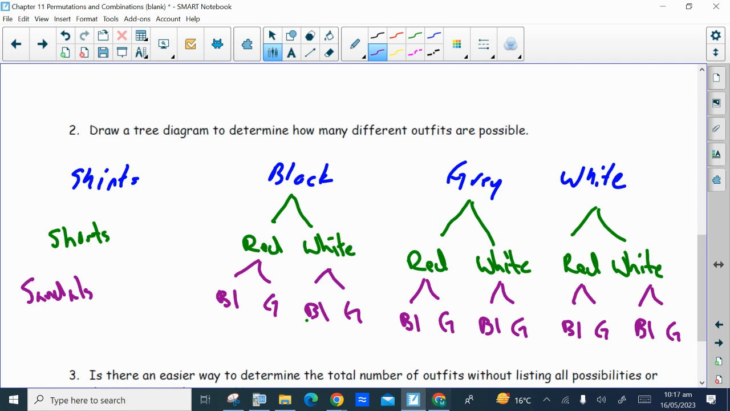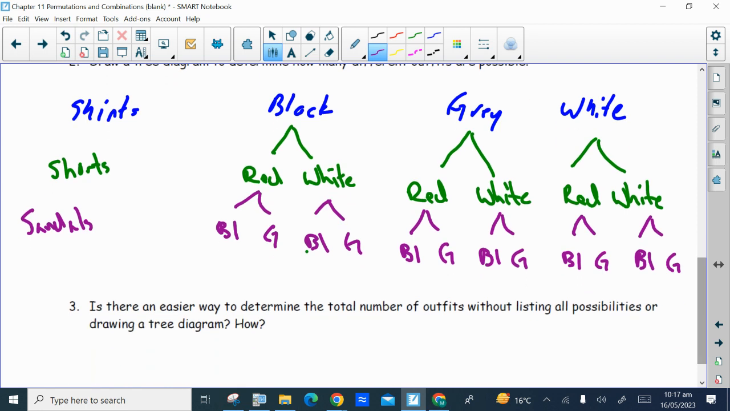So if you count up all the BL and Gs on the bottom, there are a total of 12. So one possible outfit would be black shirt, red shorts, black sandals. That's one possibility. Or black shirt, red shorts, and gray sandals. That's only two of them. If you count up all of the BLs and Gs on the bottom, that will be the total number of outfits that are possible, which would be 12 outfits.